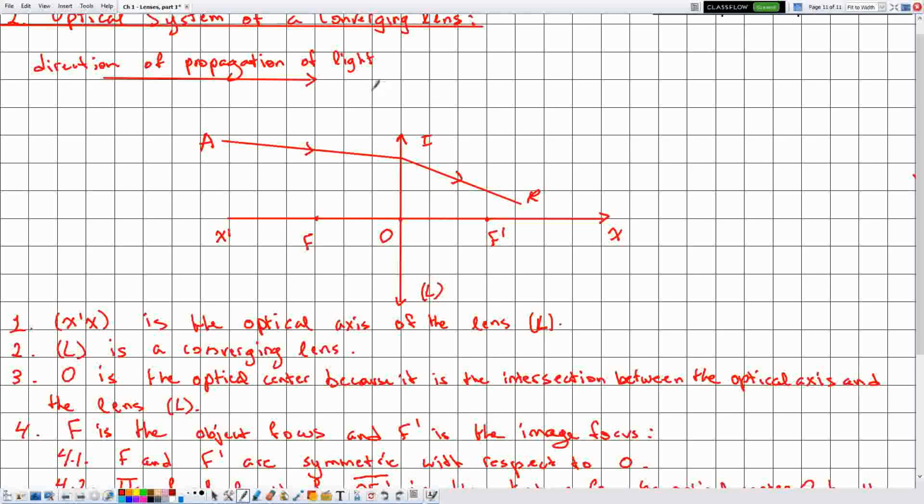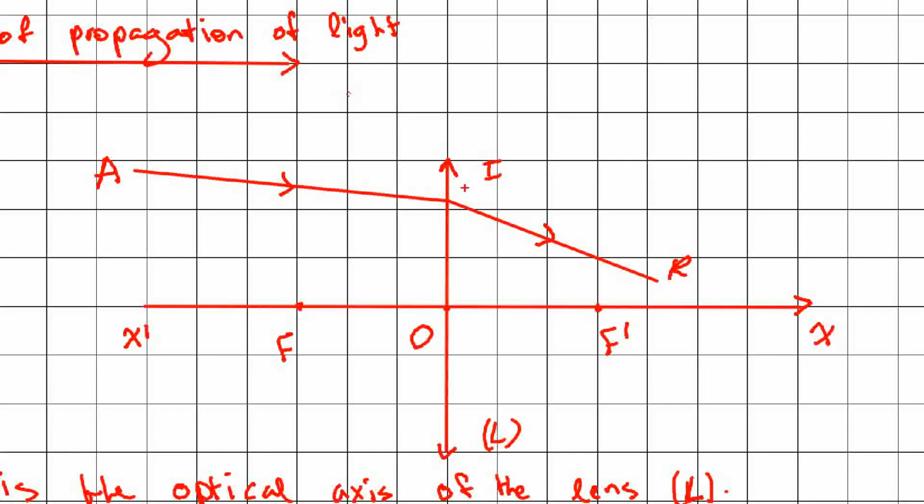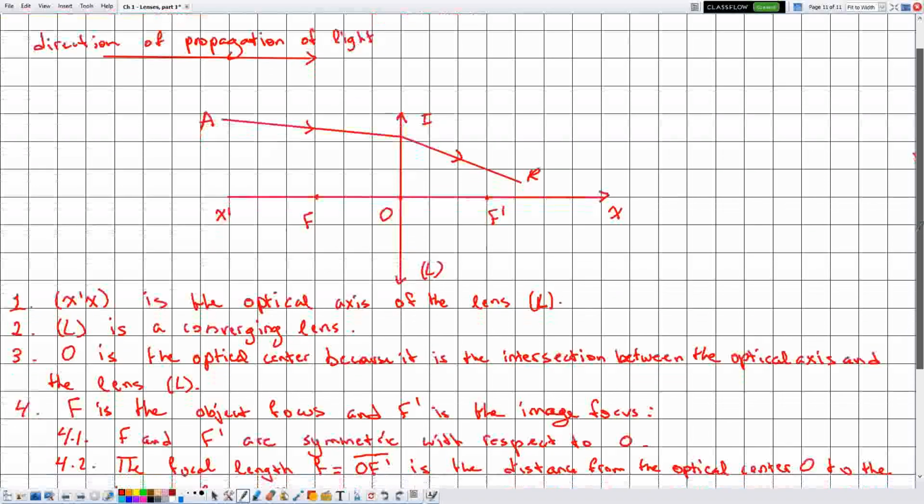Moreover, here notice that I have drawn the ray IR coming out from the lens toward the optical axis. If I complete the incident ray II like this, dotted, we can see that the ray IR is emerging toward the optical axis and not away. And this is another property for a converging lens. Let me write it down here.